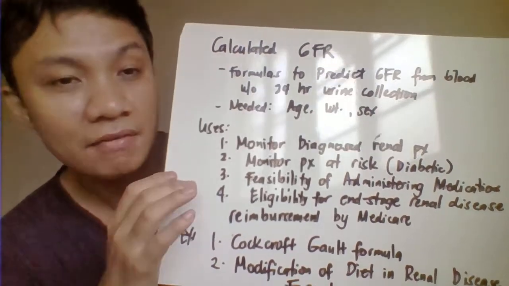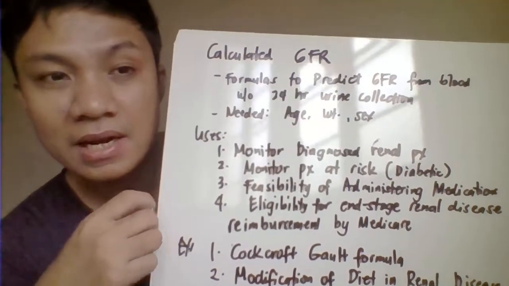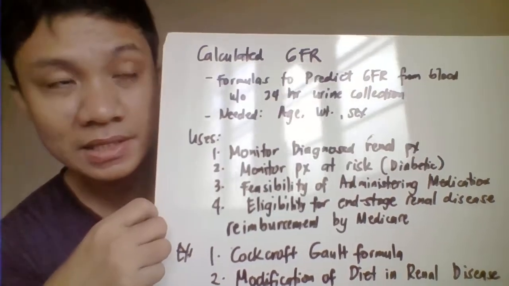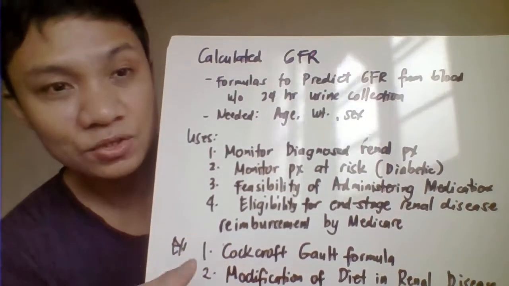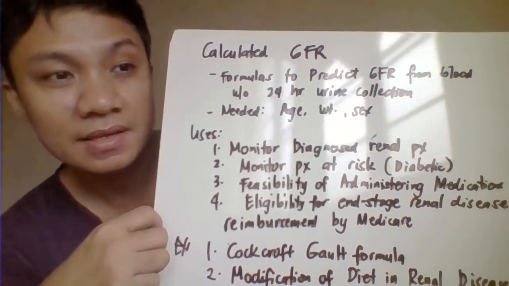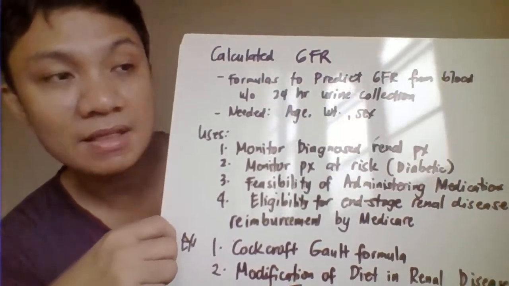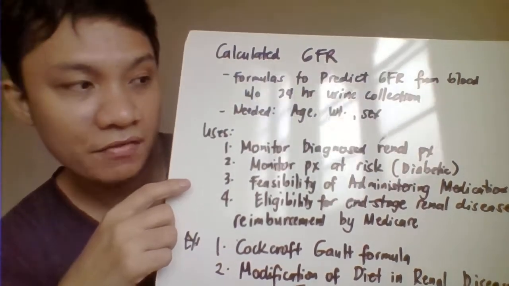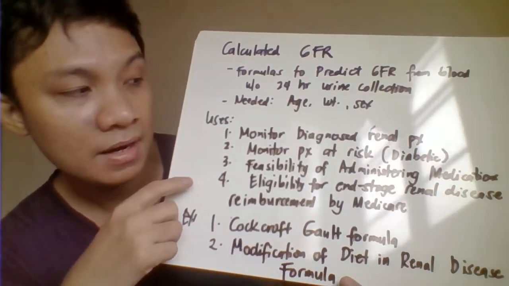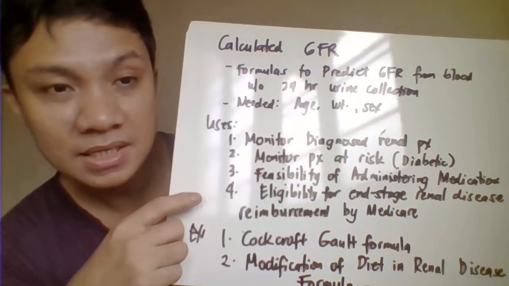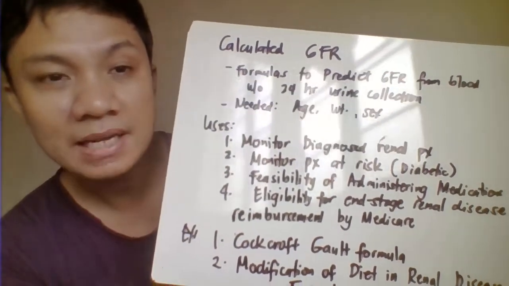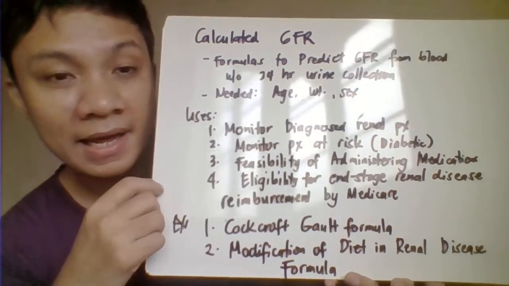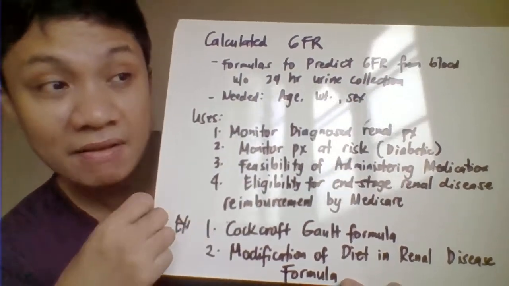What you are needing here are the following variables. Just the plasma lang, blood ni patient lang with its creatinine concentration. We're needing the age. And we have also here the sex or even the weight of the patient. Okay, we are using here the calculated GFR for the following. Number 1, to monitor, diagnose renal patients, meaning those patients already na may kidney damage para ma-monitor natin ang status of their kidney functions.